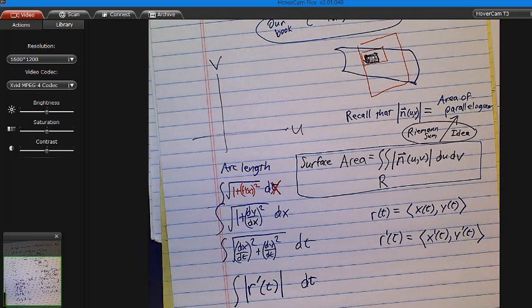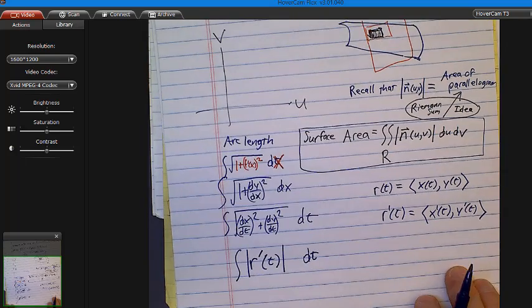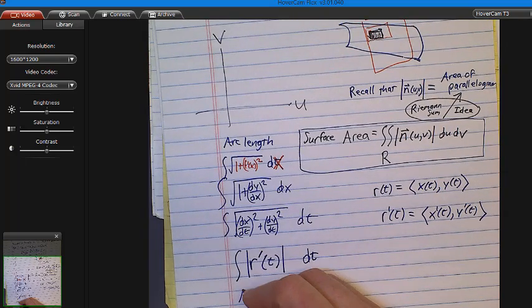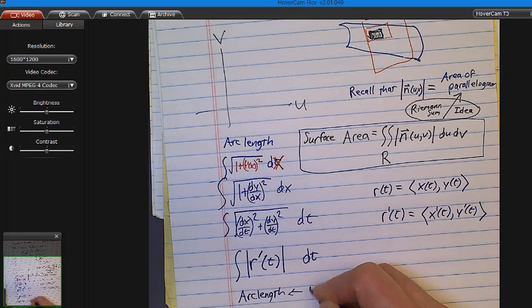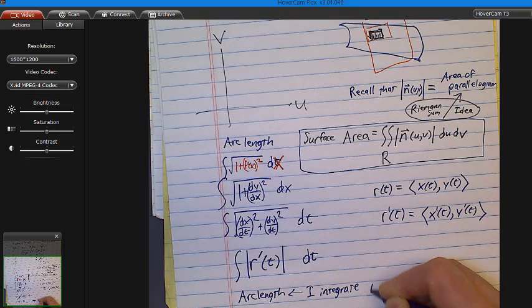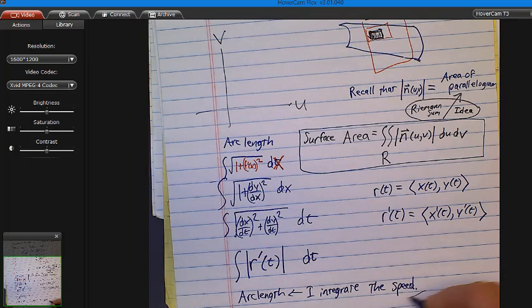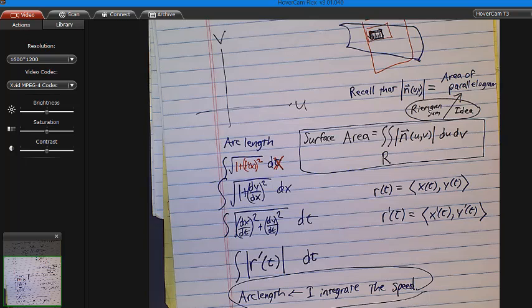I remember someone teaching me this recently in Calc 3. Arc length. What do I integrate? The speed, right? And that's why we parameterize by arc length, because that was kind of your unit speed, right?